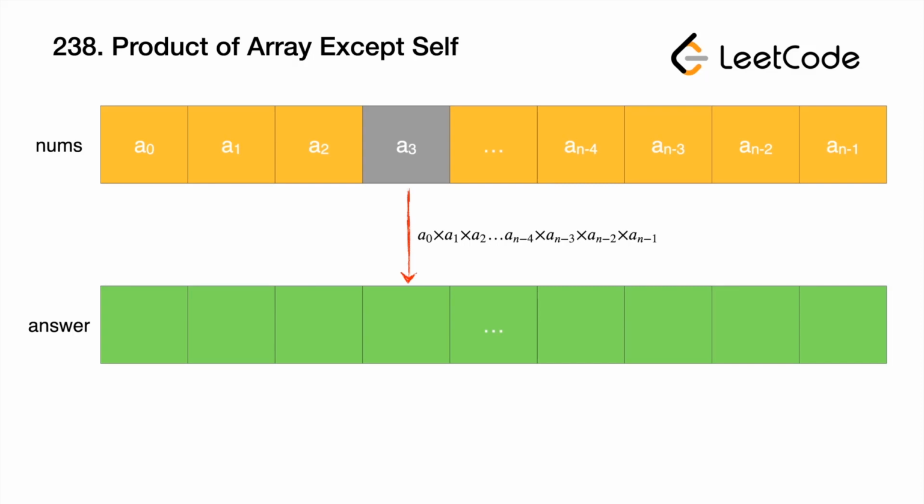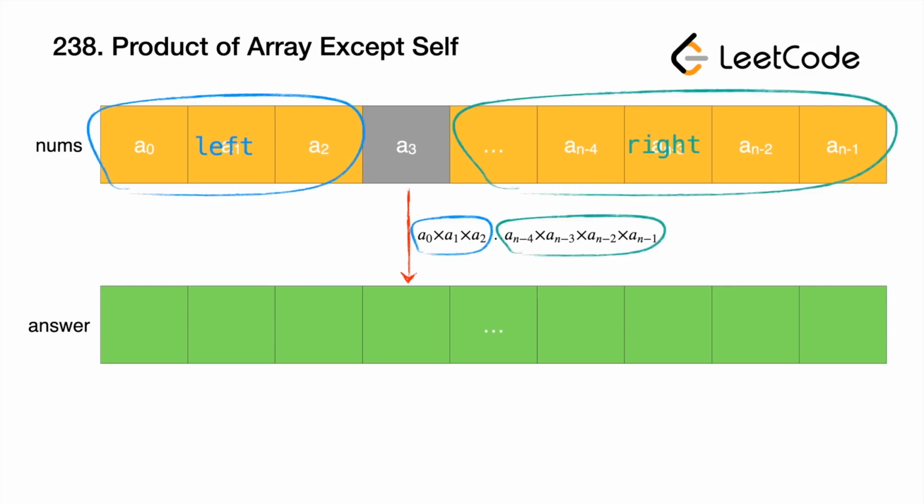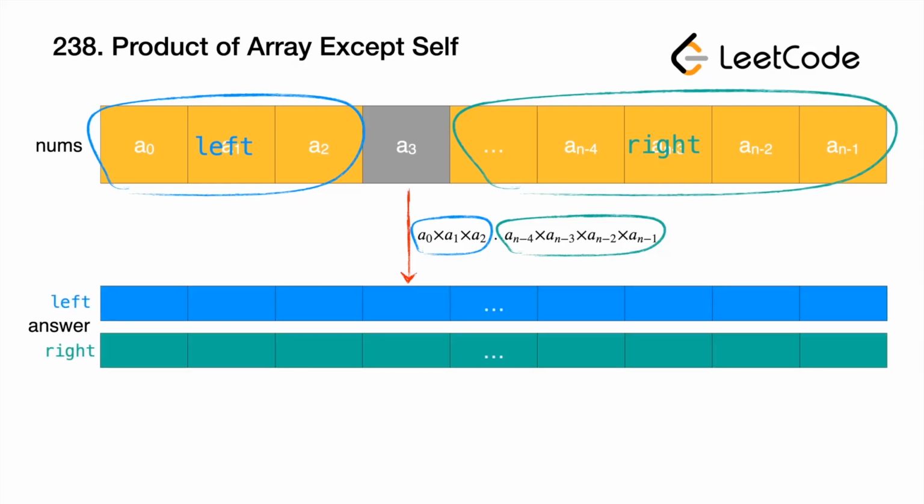To further simplify this procedure, let's take a closer look at the result for element A3. You'll soon notice that the product of the array except A3 can be divided into two parts, left and right. The left part is a prefix product up until A3, and the right part is the suffix product after A3. Therefore, we can use two arrays to store the prefix product and suffix product separately, then calculate the final result by multiplying these two parts. Both the prefix product and the suffix product can be obtained by traversing the input array once. That is, we can traverse the input array from left to right to calculate the prefix product, and traverse from right to left to calculate the suffix product.